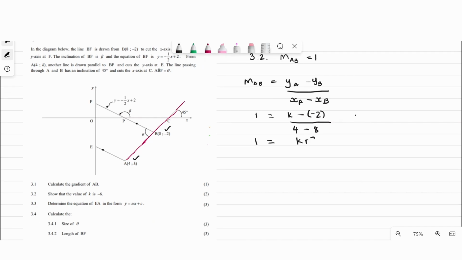Simplifying, 1 equals k plus 2 divided by -4. Cross multiply: 1 multiplied by -4 is -4, and the other side is k plus 2. Take the 2 to the other side: -4 minus 2 equals k. Therefore, k is equal to -6. So we're done with the second question.